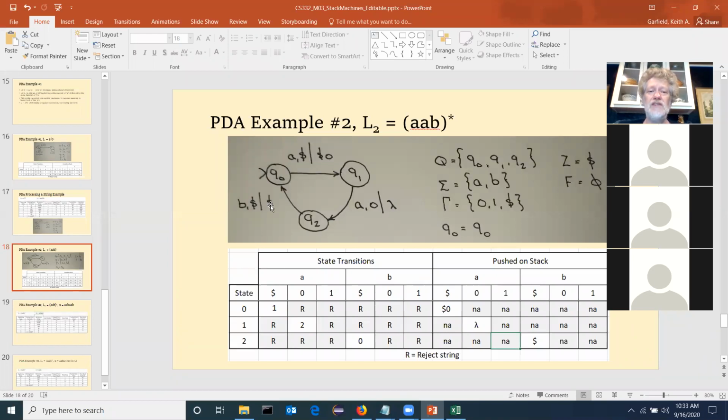If I only did those in one state, then I would accept that string that I talked about earlier, AAAAB, and the reason is the first A would put a 0 on, the second would take it off, the third would put it on, the fourth would take it off, and then the B comes along and everything looks kosher from the machine standpoint. But you know it's not.